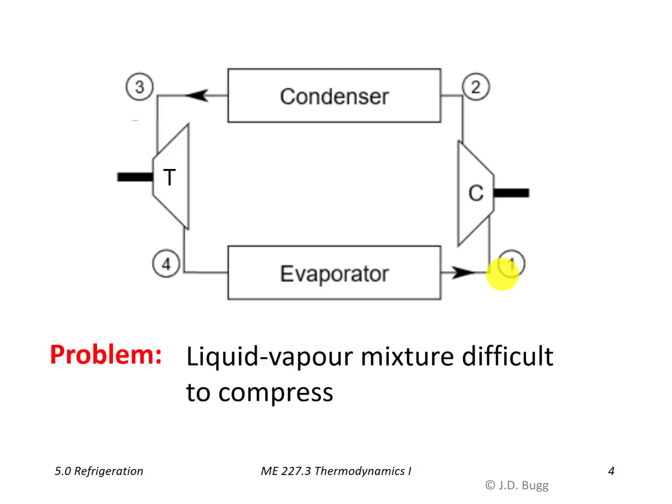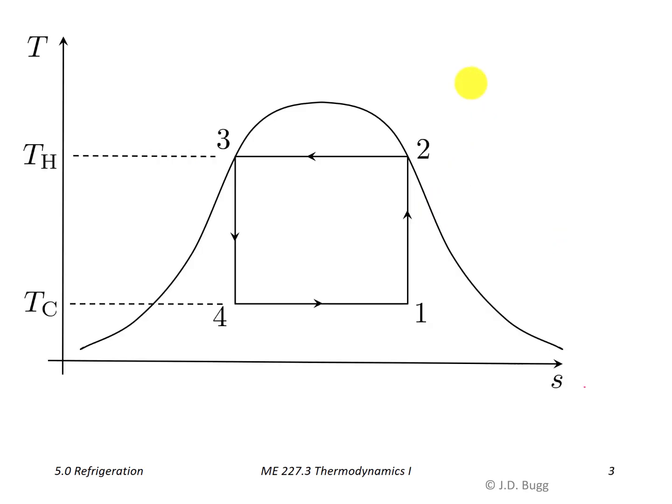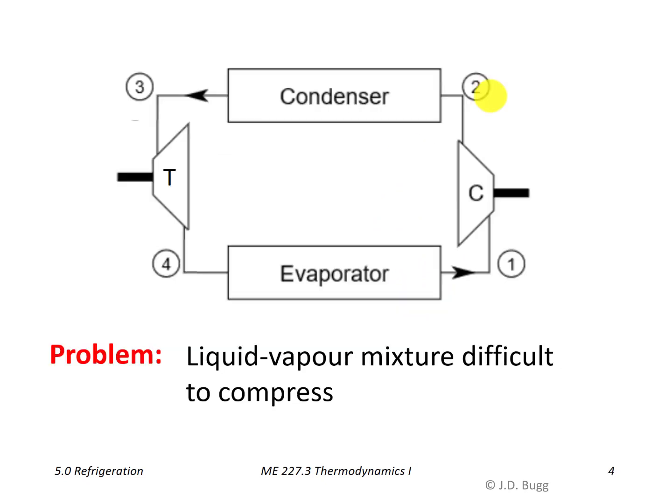Now there are problems with this. The first problem is with this compressor. What we're trying to do here is take something that is a liquid vapor mixture here and compress it until it's a saturated vapor here. We'll just go back and review our TS diagram. So we're talking here about this process: a mixture compressed to become a saturated vapor. So it's very difficult to compress a liquid vapor mixture.